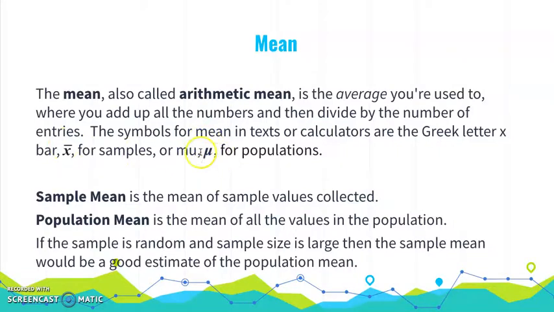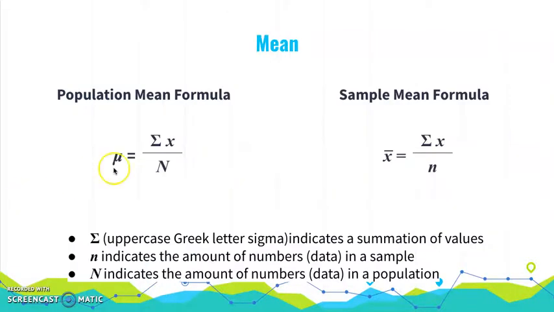Now, mu is just an upside down H, and it's a Greek letter. Anytime we use Greek letters, we're going to know it's a population, versus every time we use lowercase letters or just plain English letters, those are sample. So if you see in the population mean formula, we have a Greek letter and a capital N. That all tells us it is a population.